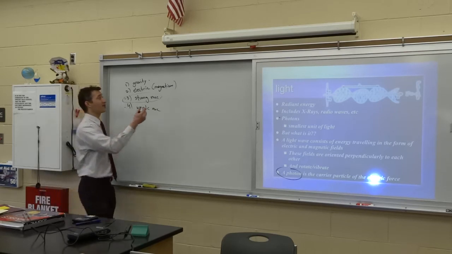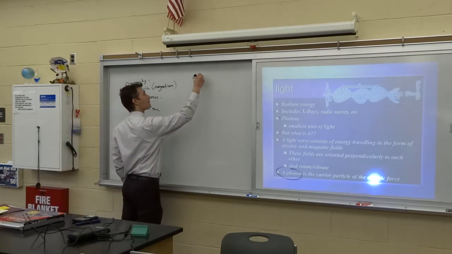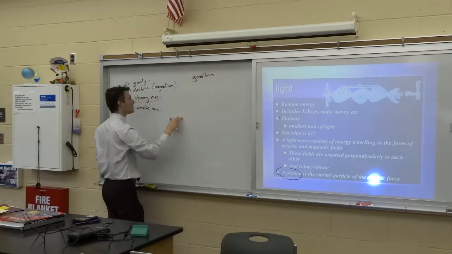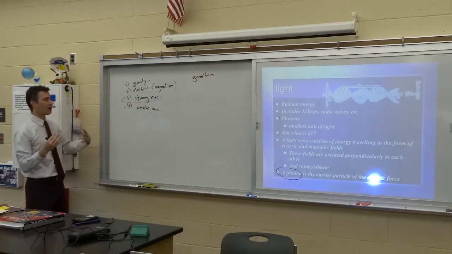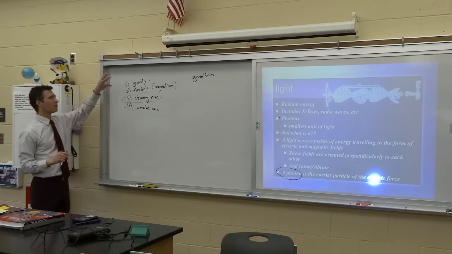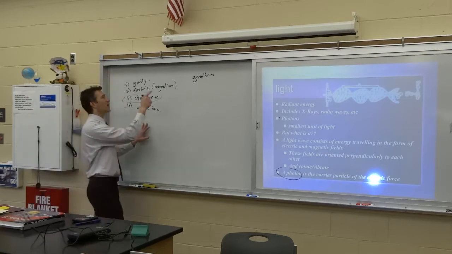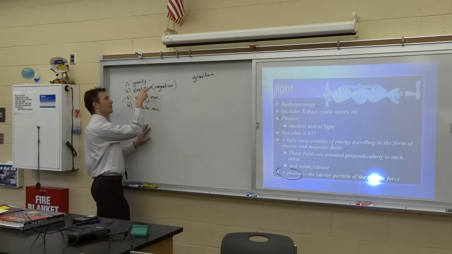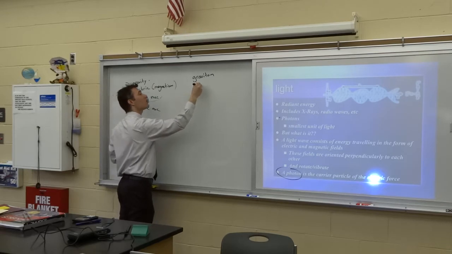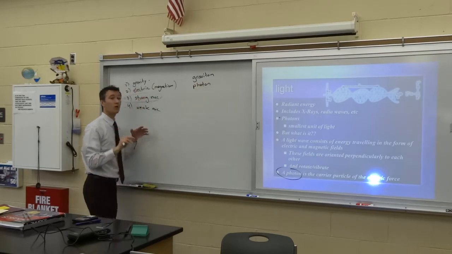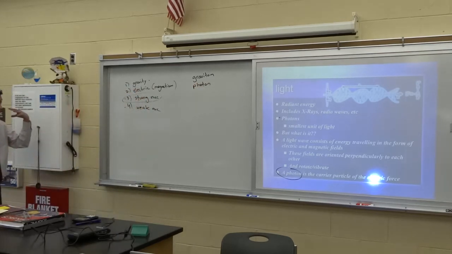It's called a graviton. Right? So all of these interactions, all of these forces have a carrier particle. The carrier particle of gravity is the graviton. The carrier particle of the electric and magnetic force is called the photon. Right? So light is how electric and magnetic forces get transmitted through space.